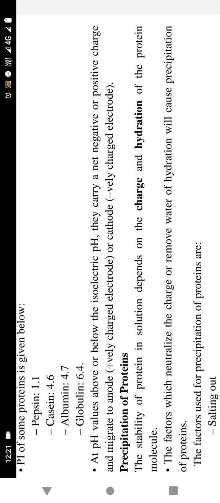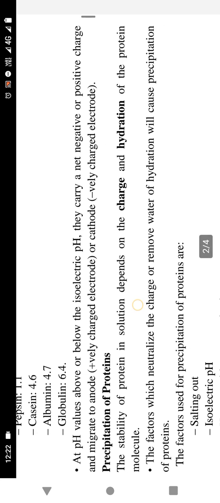At pH values above or below the isoelectric pH, proteins carry a net negative or positive charge and migrate to the anode or cathode. At the isoelectric pH, the protein does not migrate toward either the anode or the cathode, so it is static in nature. That state is known as the isoelectric pH. Next we see the precipitation of protein.